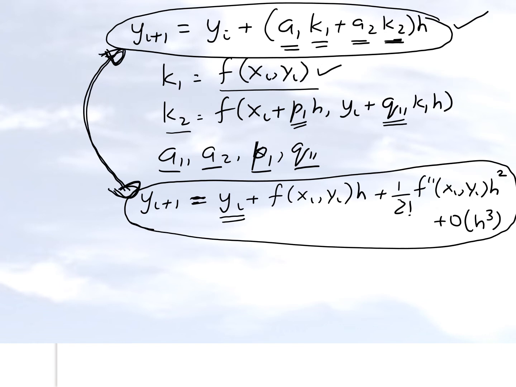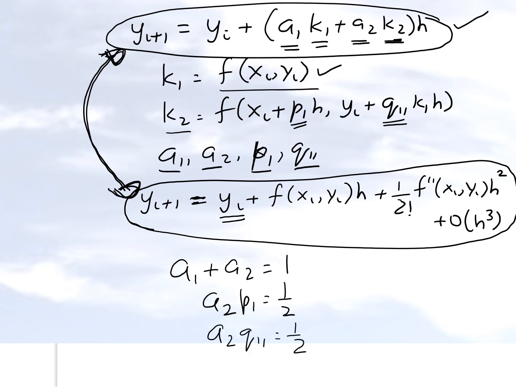So when they equated these two expressions, and I'm not going to give you the proof for it, the proof is in the textbook, they found out that you get 3 equations. You get A1 plus A2 equal to 1, you get A2 P1 equal to 1/2, and you get A2 Q11 equal to 1/2. Those are the 3 equations which you get.